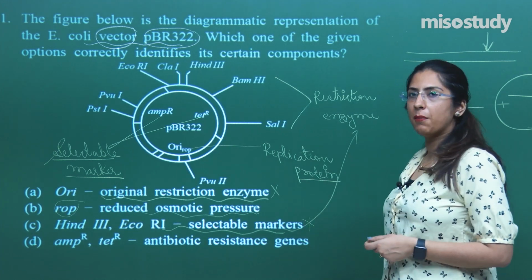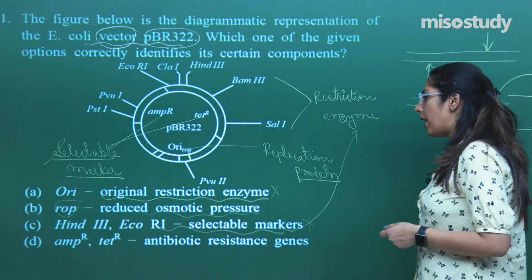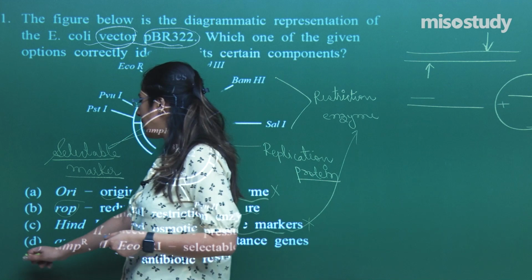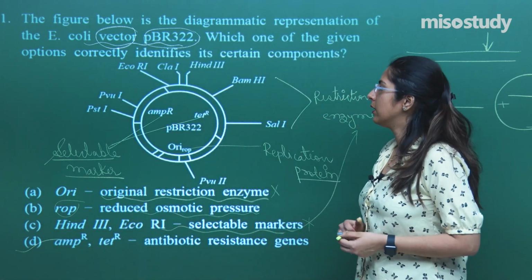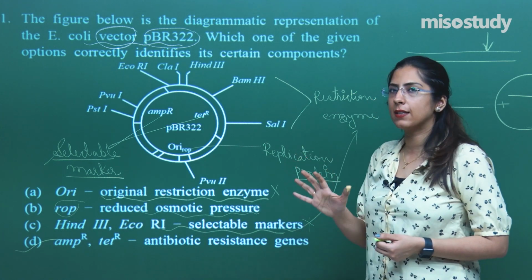Let's look at option D, which indicates ampicillin resistance and tetracycline resistance are antibiotic resistance genes. Yes, these are also called selectable markers, antibiotic resistance genes, right. So, this was the first question, and for that first question option D is correct.